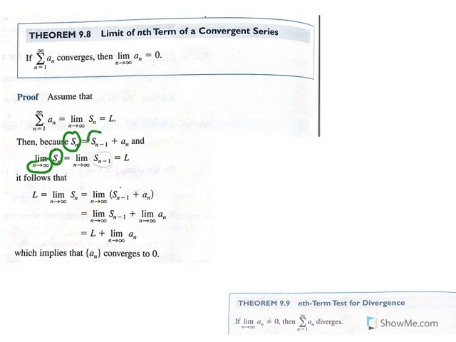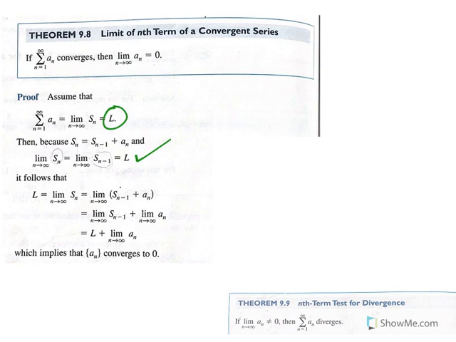Now, it doesn't make any difference if you're considering the nth partial sum or the n-1th partial sum. If you take the limit of either one of these as n approaches infinity, you'll get the same result, because n is going to infinity. So it makes no difference whether you're considering the sum of the first n terms or the sum of the first n-1 terms, which is only missing one term. But when you go to infinity, that doesn't matter. So because we know that the limit of the nth partial sum as n approaches infinity is L, the limit of the n-1th partial sum as n approaches infinity must also be L.